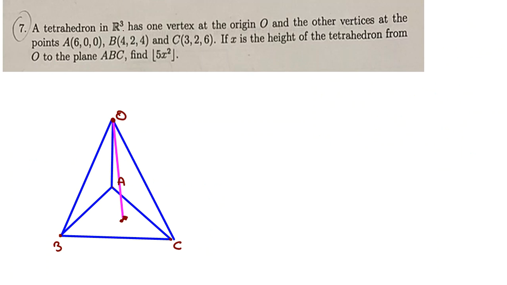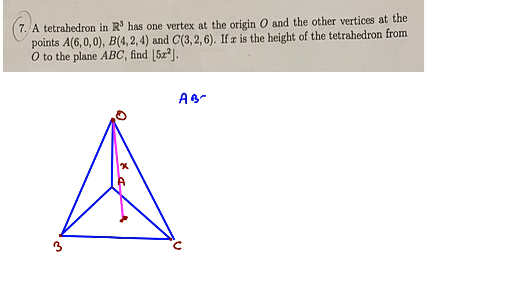Problem number 7. A tetrahedron in R cubed has one vertex at the origin, here O, and other vertices at the points A, B, C. These coordinates, if X is the height of the tetrahedron from O to the plane ABC, find 5x squared.